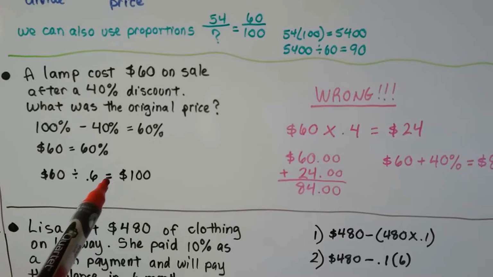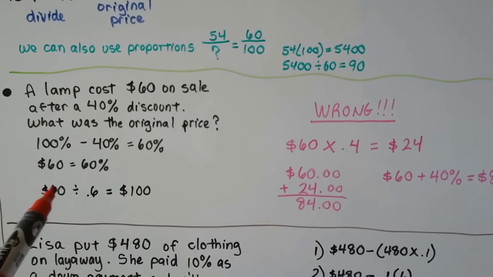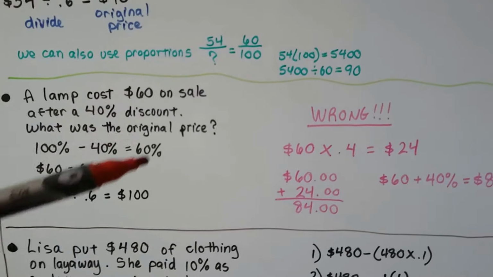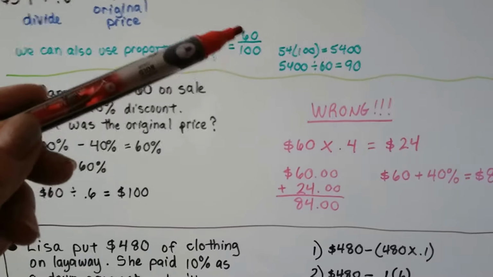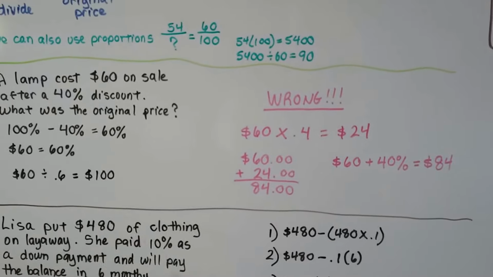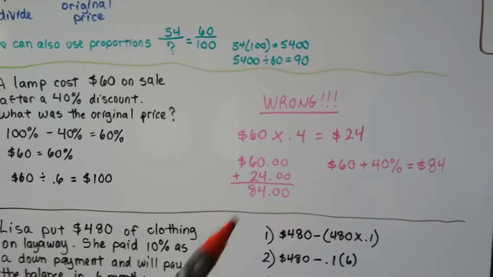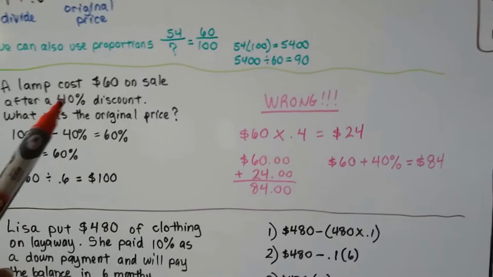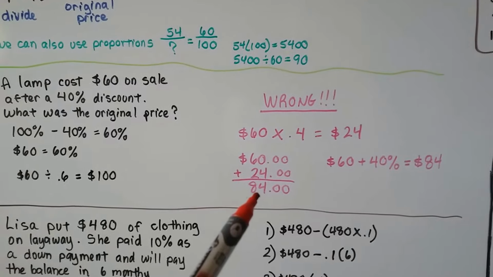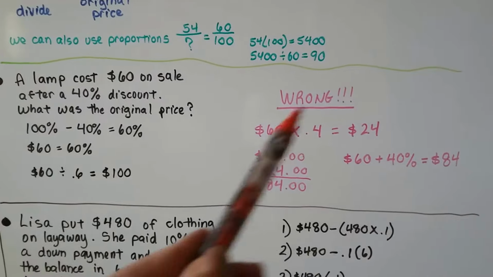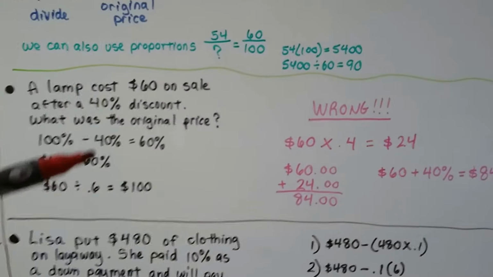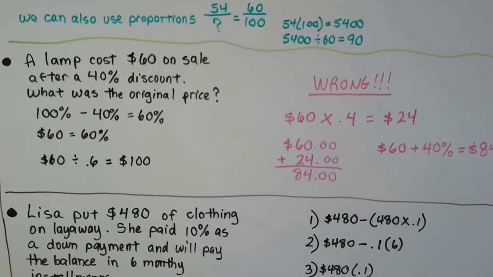We divide it by 0.6, and we can use proportions. See, we can do 60 as the part. We're trying to find the base, and we've got 60 over 100, our percentage over the 100, and we come out with $100 after we do the division. We cannot just do 60 times 0.4 and tack it on. That would only be $24. When we add it to the $60, that only gives us $84. See? So that doesn't work. You have to find the proportion, okay? Or you have to divide it by that percentage as a decimal, okay?